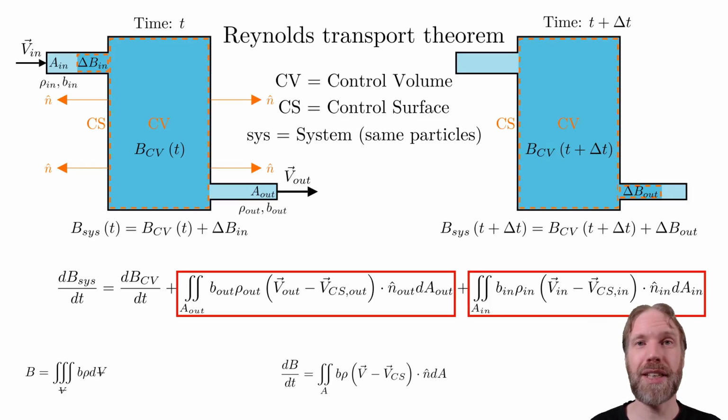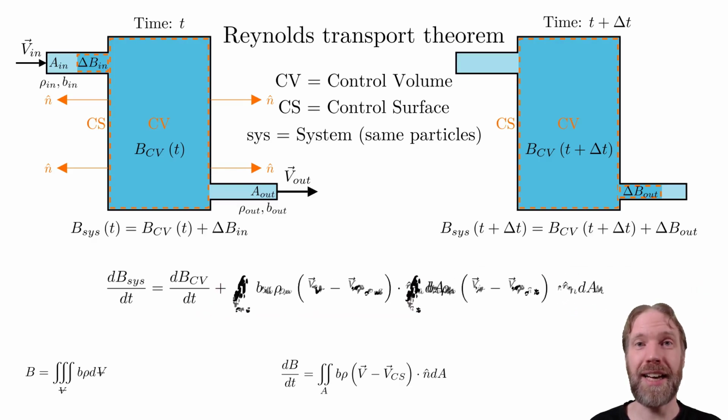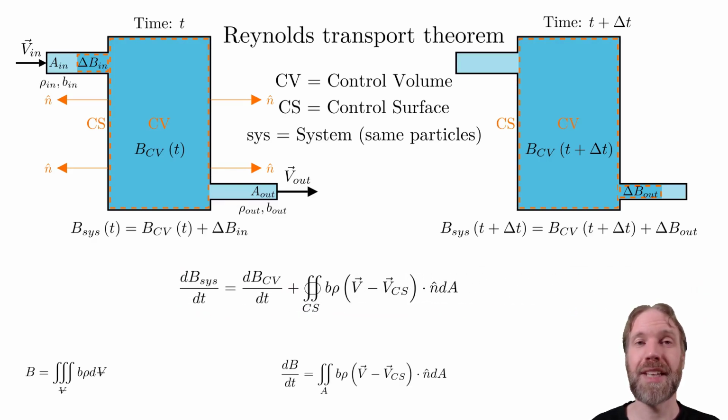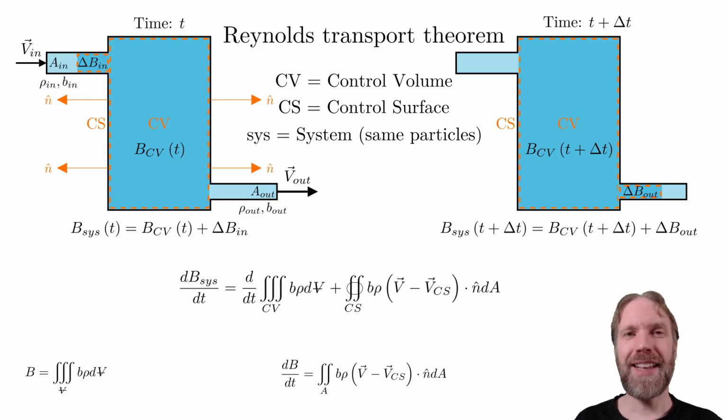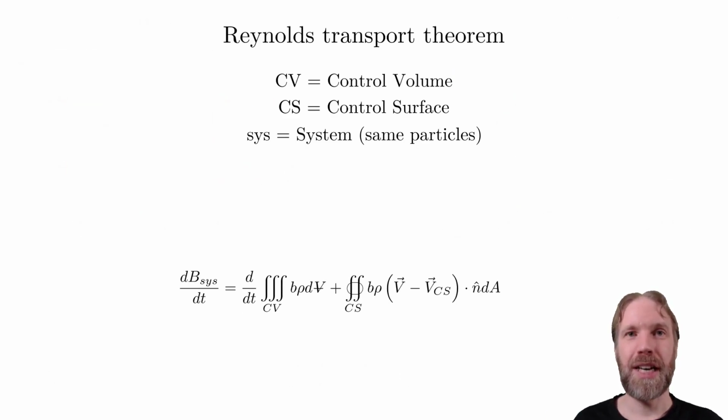We should also note that the integral would be 0 if we study the container wall, as no flow can go through a wall. We can therefore combine these into the integral over the entire control surface. Finally, replace B_CV with the integral over the control volume. This is Reynolds transport theorem, which works for any extensive property. Small b can be calculated by dividing the property with the mass.